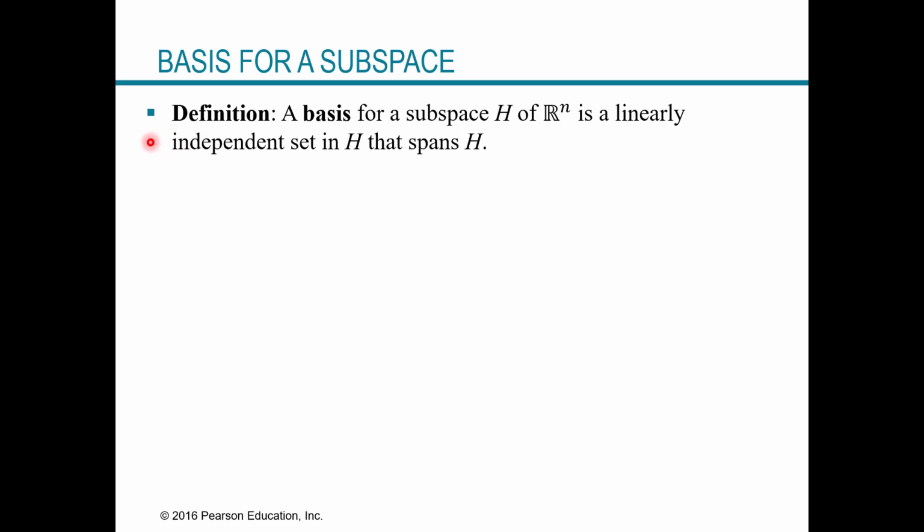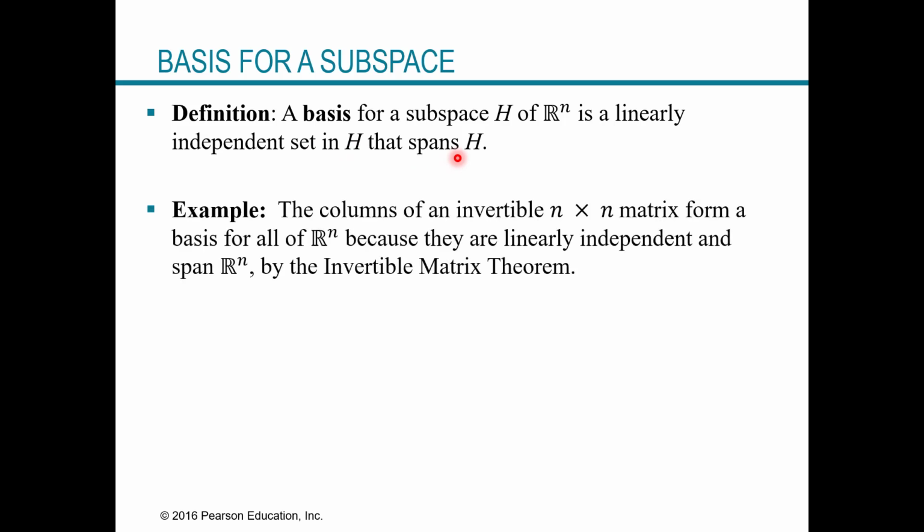Okay, next definition, and this will be the last definition and then we'll go through an example. We learned about our subspace, column space, null space, and now a basis. So a basis is what we call a subspace of Rn, where we have linearly independent vectors in the set that span H. Okay, so a basis for a subspace H is a linearly independent set in H that also spans H. So an example of a basis would be the columns of an invertible n by n matrix.